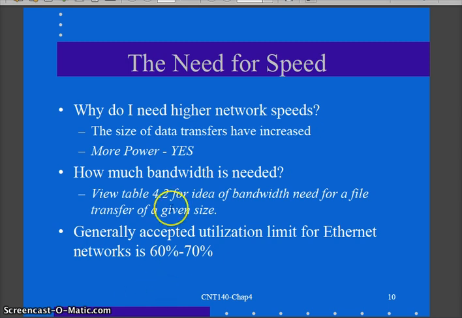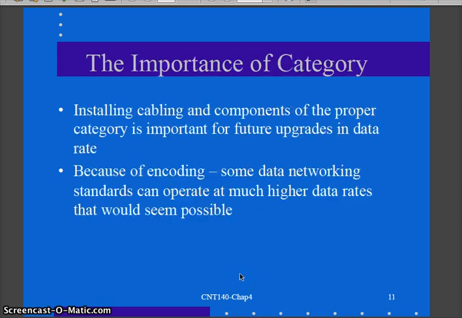And again, there's another table in here that shows you roughly how much bandwidth you need to transfer a file and that sort of thing. But again, I'm planning for whatever my need is now. I should be planning on the next higher level when I install my cabling. They also throw out the idea that the generally accepted utilization limit for Ethernet is 60 to 70%. When I start going above that, I start getting lots of errors and possibly collisions and other things in my network. So they try not to overload an Ethernet network. That's just a little rule of thumb.